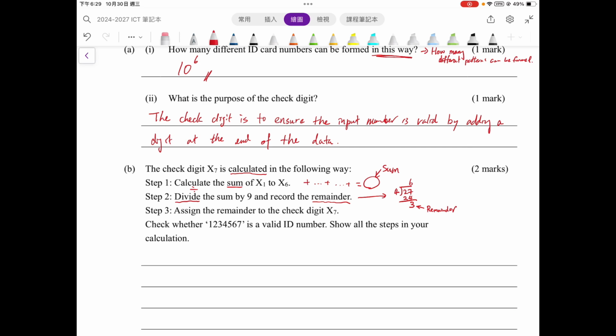Okay, and this comes to the remainder, you have to record it. And then step 3, assign the remainder to the check digit 7. Assign means put into. So you put that remainder into X7. So all in all, you will have these 3 steps to ensure what kind of check digit you need to include in the last digit's place.